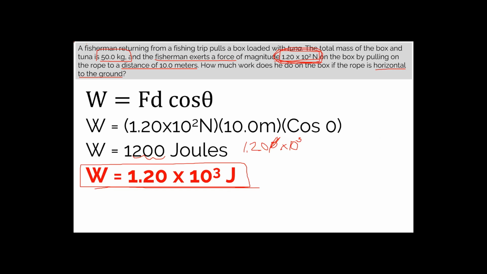Okay? So I repeat, bakit hindi natin ginamit si 50.0 kilogram? Because there is a specific force applied to the object, which is the force exerted by the fisherman to the box, or the pulling force, which is equal to 1.20 times 10 to the power of 2.